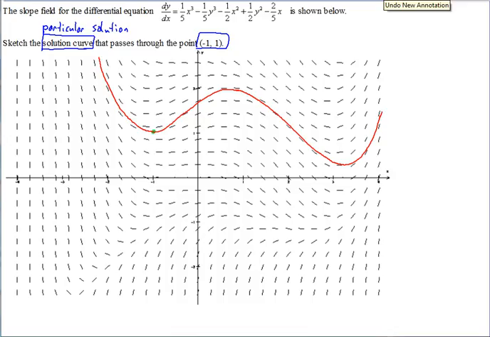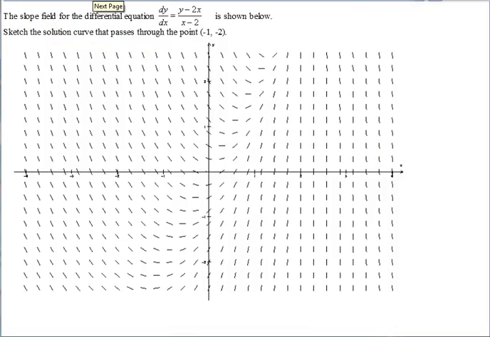Alright, let's take a look at another one here. On this one, the starting point is negative 1, negative 2. So negative 1 right here, negative 2 right there. And then again, just follow the flow of the slope. So it's like this way. I'm just trying to keep it as parallel as I can to the tangent lines, so something like that.